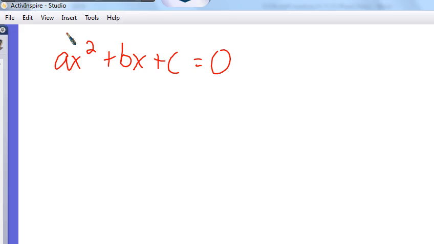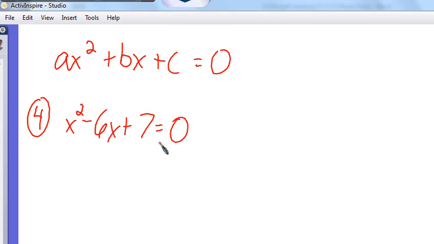So now we can take a quadratic equation, x squared minus 6x plus 7 equals 0. And all we need to know from the quadratic formula, negative b plus or minus the square root of b squared minus 4ac, over 2a, is a, b, c.